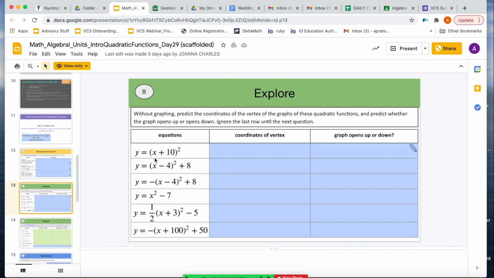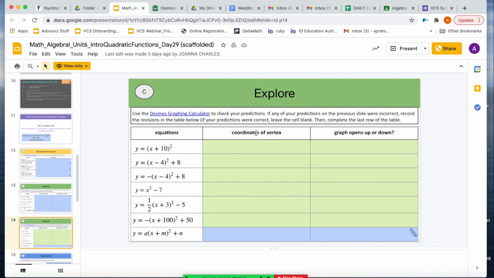What do you think the coordinates of the vertex are going to be here? Compare it to the y equals x squared graph. How did it change? Think back to the launch, and then you're going to answer, does the graph open up or down? And you should know from the last portion we just did, what makes a graph open up or down? What part of the equation tells you if it's an upward facing U or an upside down U? And you'll answer this, and then you'll fill in, check these on your calculator and check if your predictions were correct.